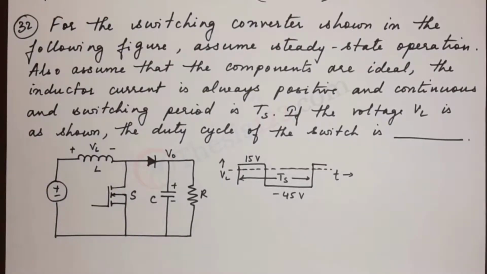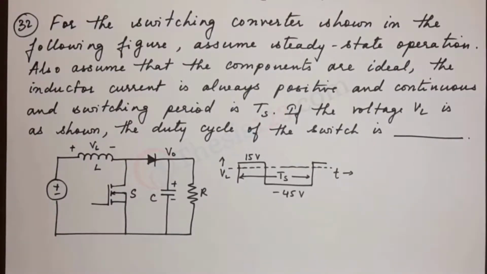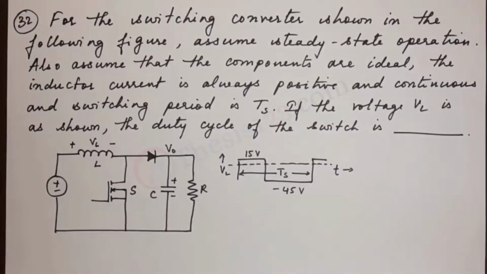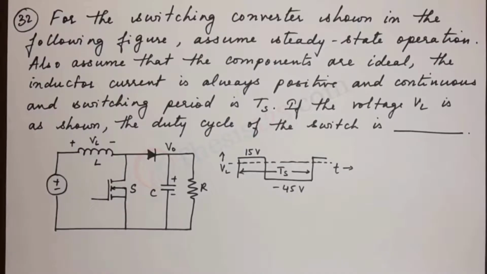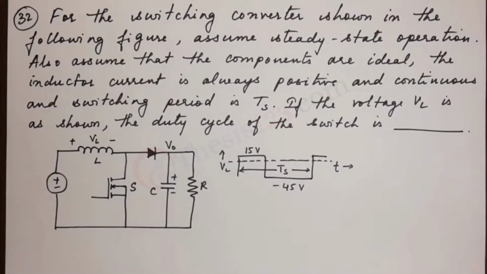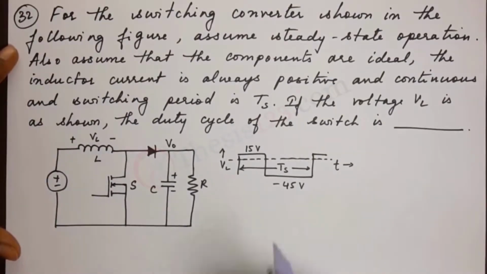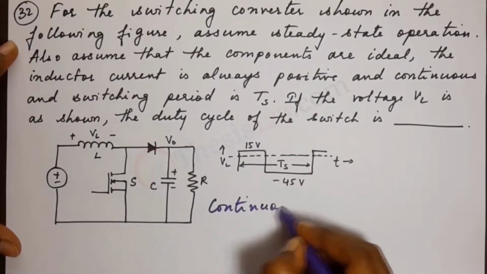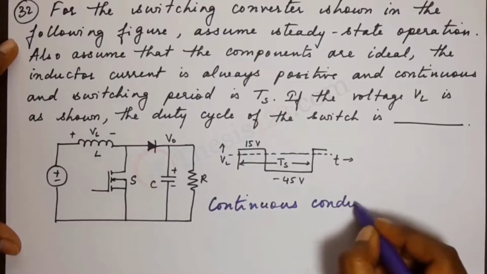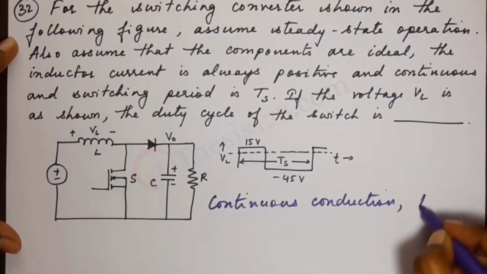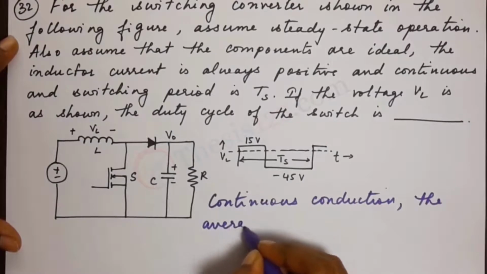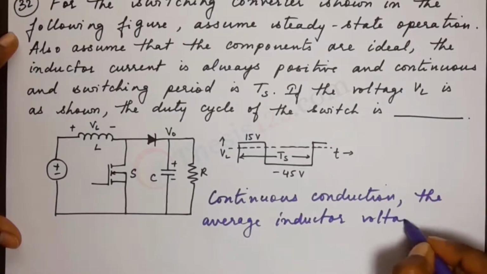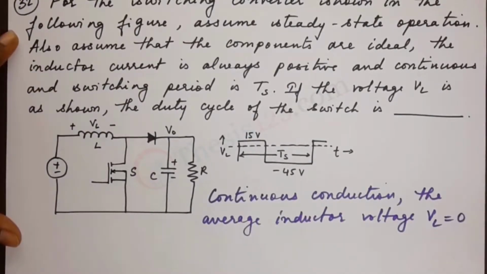Alright, so let's first write down the condition for the system to be continuous. Now for continuous conduction, we must note that the average inductor voltage is always 0 in this case. So I'll write that down here first. For continuous conduction, the average inductor voltage VL is 0.